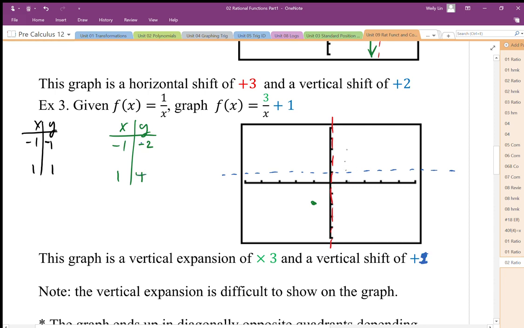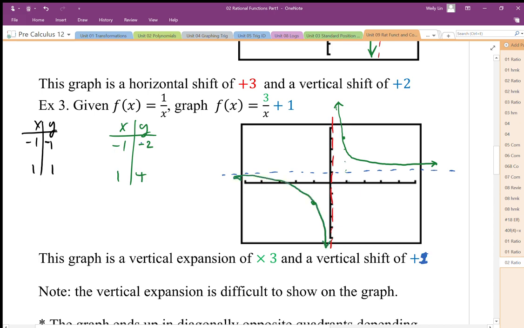1, 2, 3, 4. Okay, and this represents a 3 times expansion, because normally it was 1 up from the middle, but now it's 3 up from the middle. So now it's going to go through that coordinate there. So then I have my reference points. I can sketch that in. There is a symmetrical point over here, which we didn't show, but it does exist. Okay, so there it is.